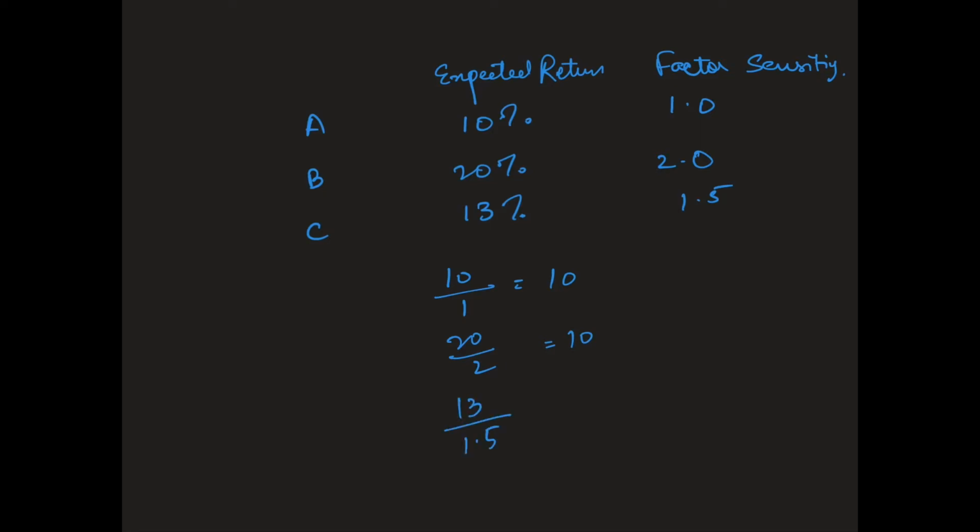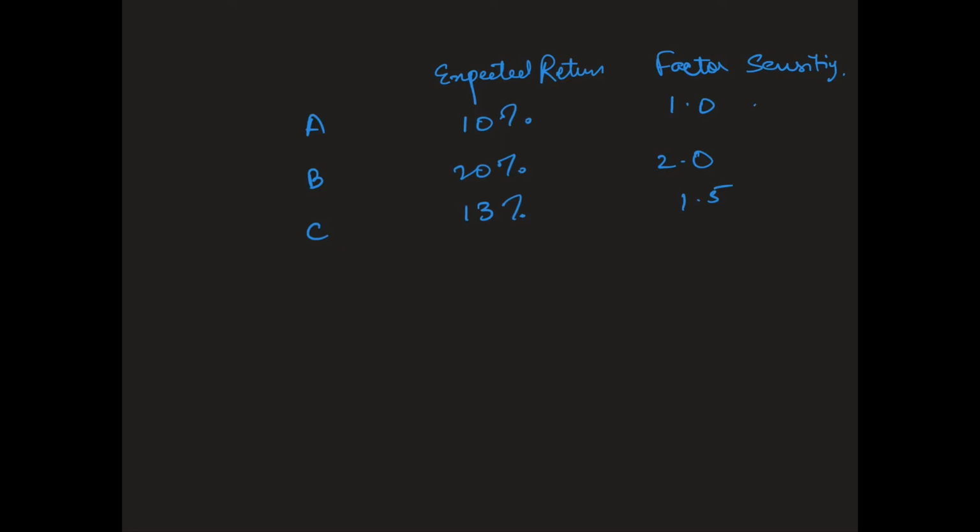Okay, what's 13 divided by 1.5? So I know that per unit of risk that I'm taking, the returns are these, and this of course is not a very great return that I'm getting. So I'm going to short C and long A and B. Now the question is, what would be my weights? How would A and B be divided amongst my portfolio?